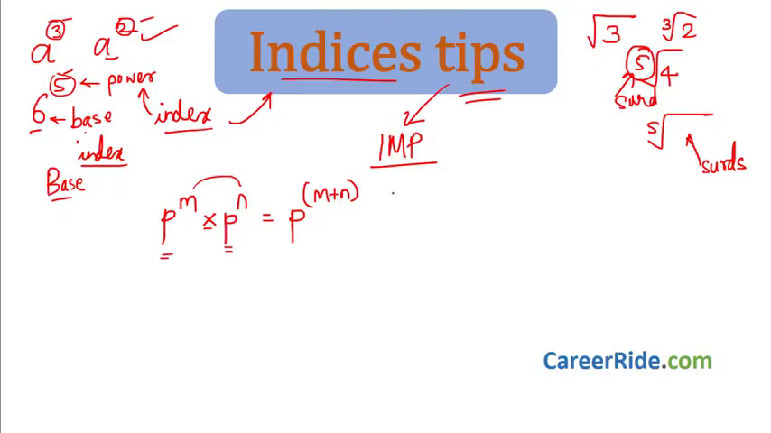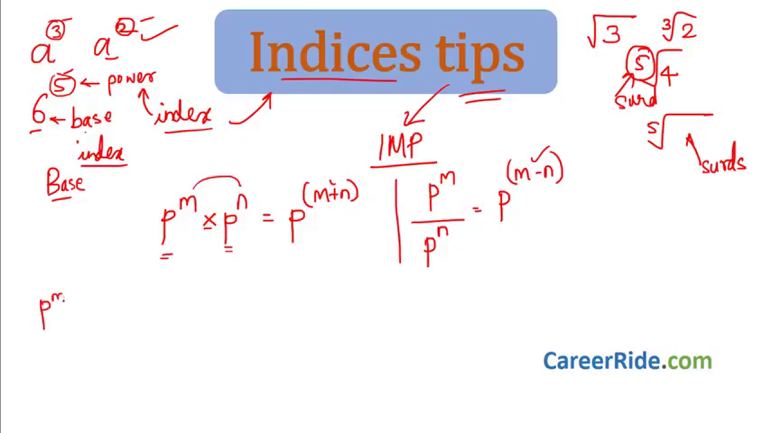If this is for multiplication, what will be for division? p raised to m divided by p raised to n is simply p raised to m minus n. See how easy it is: for multiplication we add, then for division we subtract, right? Let us move on to another tip.